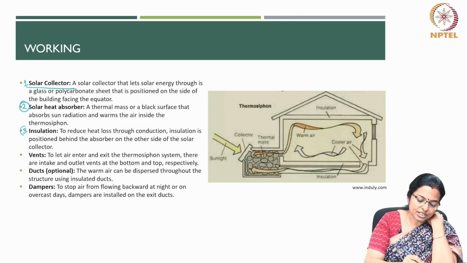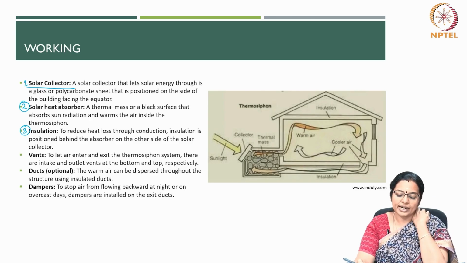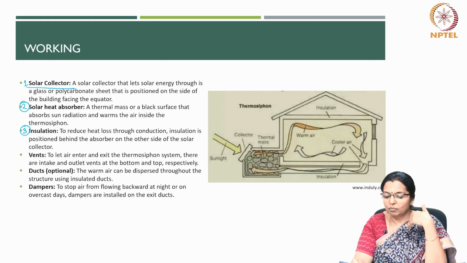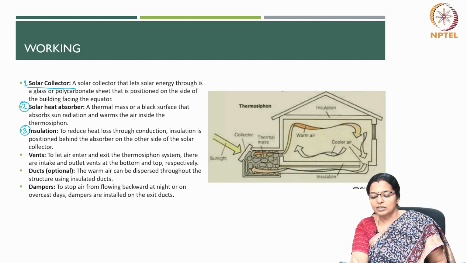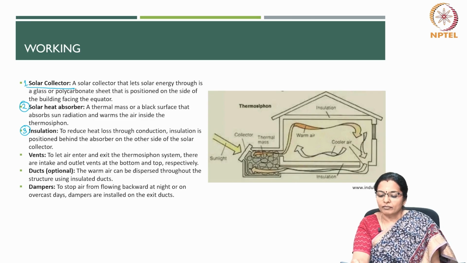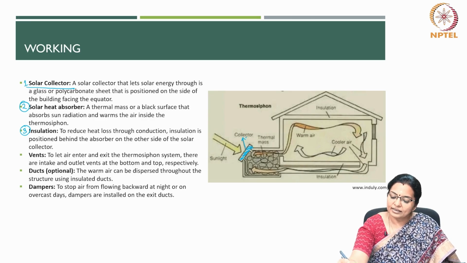The insulation, which is the third element, is used to reduce heat loss and is placed behind the absorber on the other side of the solar collector. So this is the solar collector and this is the absorber, which is a thermal mass.